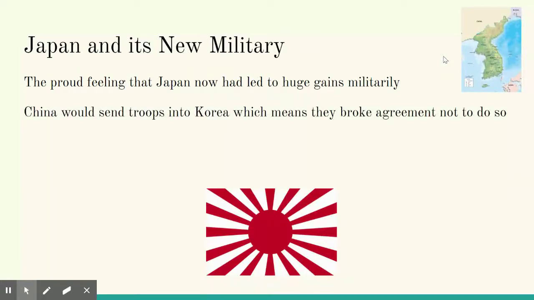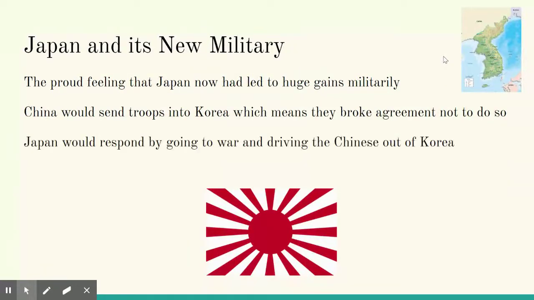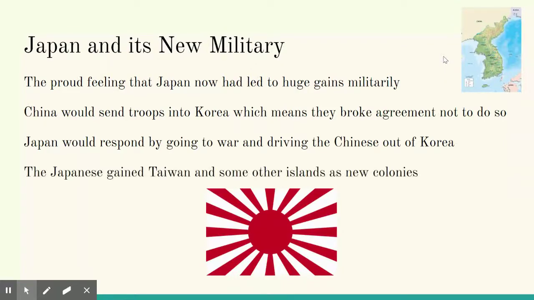China would send troops into Korea, which means they broke an agreement not to do so, and Japan would intervene by going to war and driving the Chinese out of Korea. This happens in the late 1800s. The Japanese gained Taiwan and some other islands as new colonies. So you can see where this is going, and this is eventually going to lead up to World War II and Japan's entry into that war.